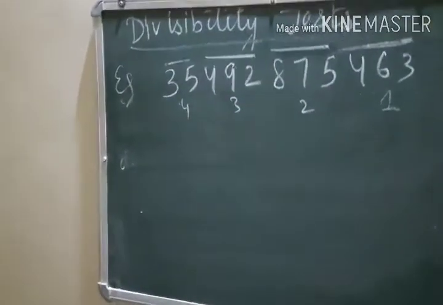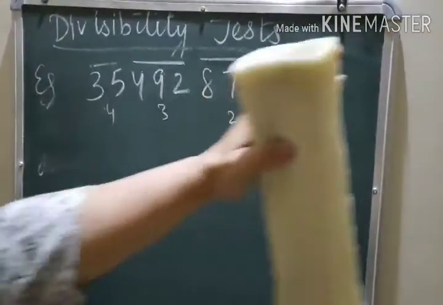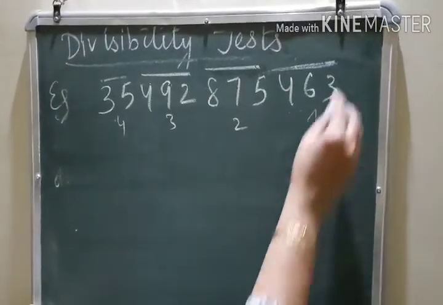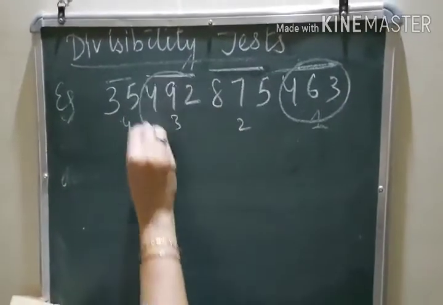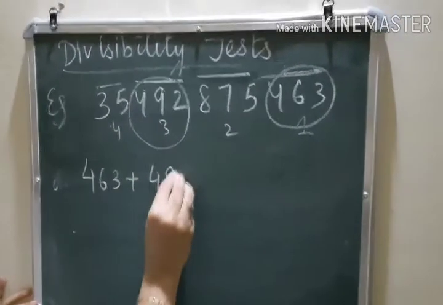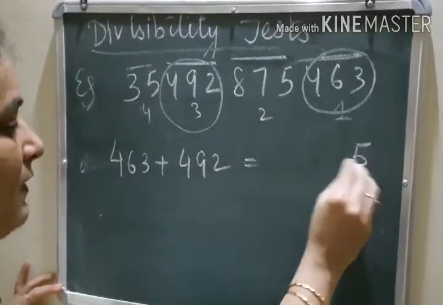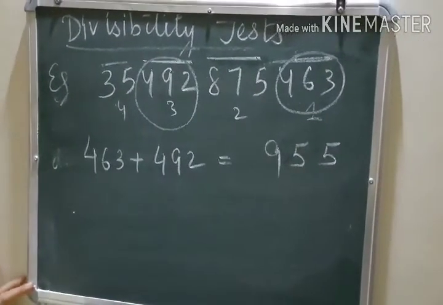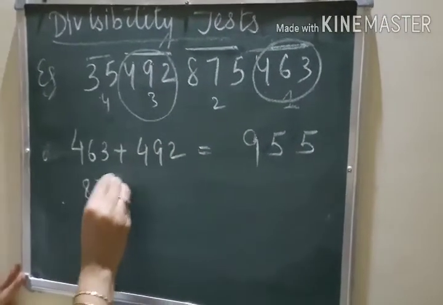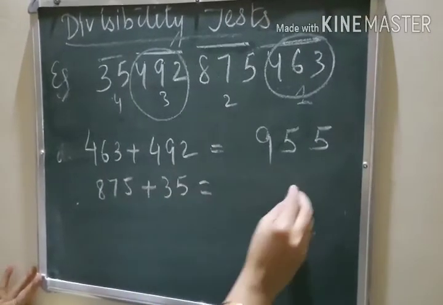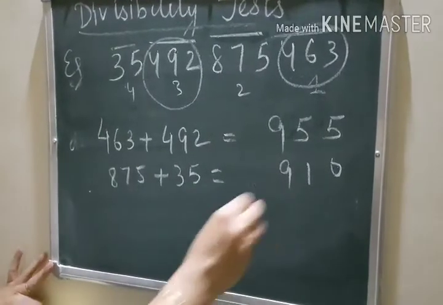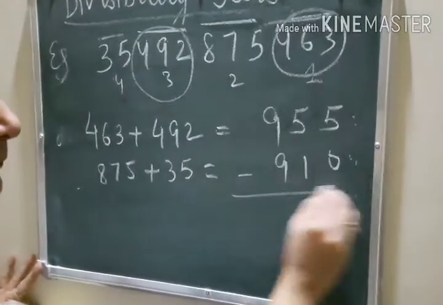You have to take the alternate blocks from the back. From right to left means right is this, left is this. So from the right, you have to take the alternate blocks. Alternate blocks means this first block and the third block. These two you have to add. So 463 plus 492. Add these, your answer will be 955. And then these two alternate blocks you will add separately. 875 plus 35. So it will be 910.